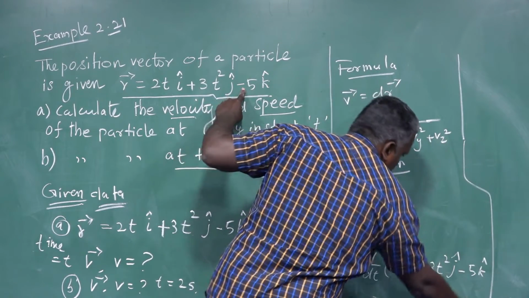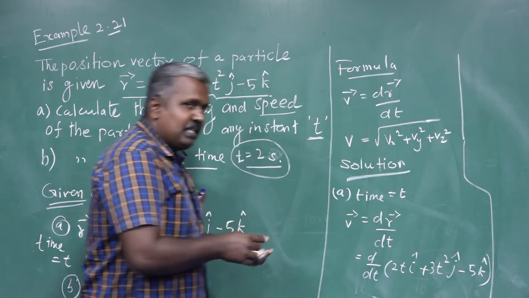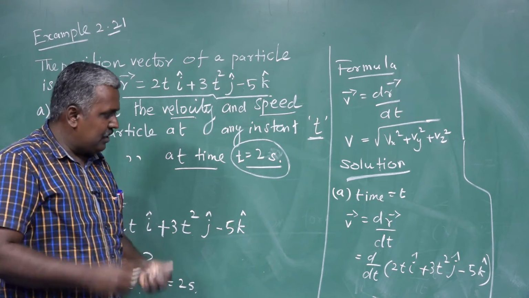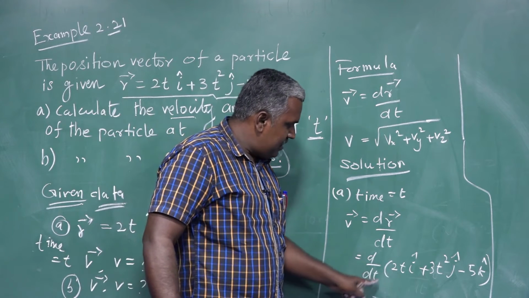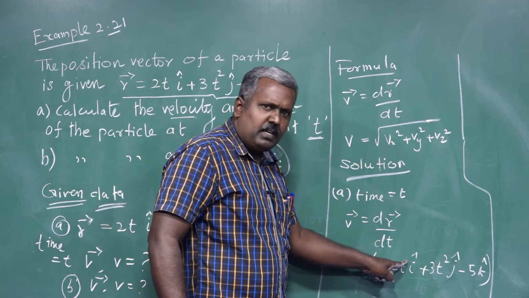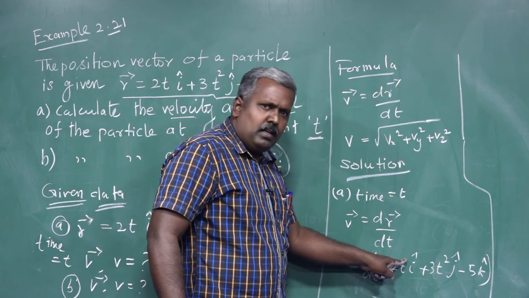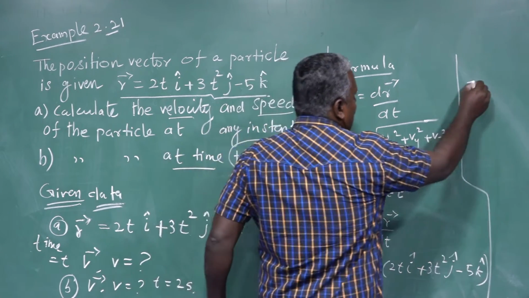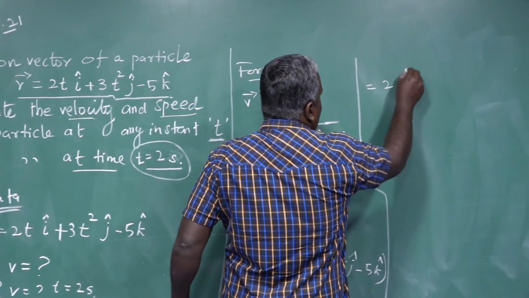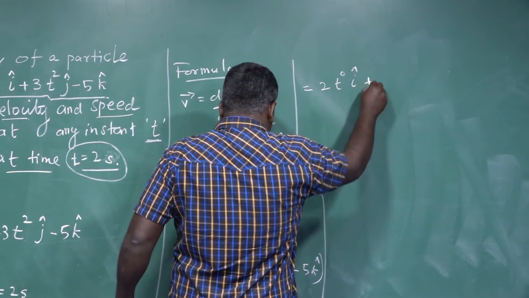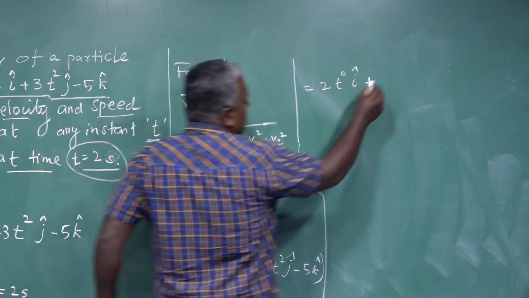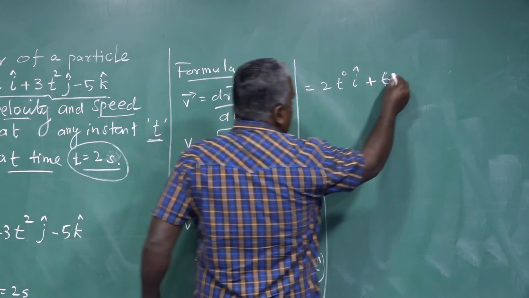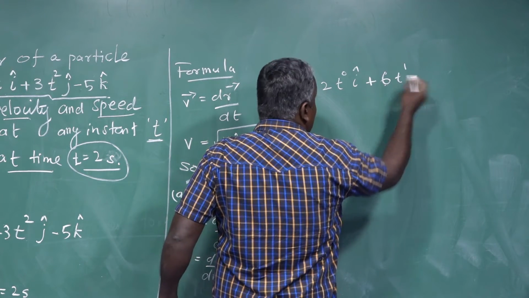d by dt means differentiation, no? Differentiate. Already you have studied this in mathematics. Now, how do you differentiate this? Power 1, 2 are 2, here the power will be minus 1. So 2t power 0, plus 2 threes are 6, and here the power is 1, so 6t power 1, minus 5k.